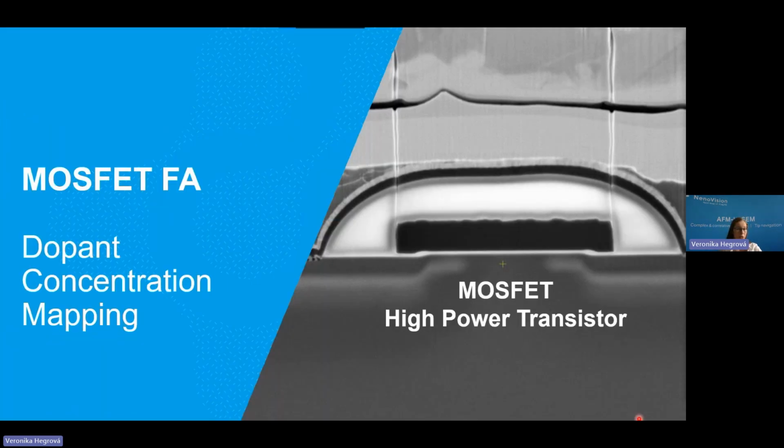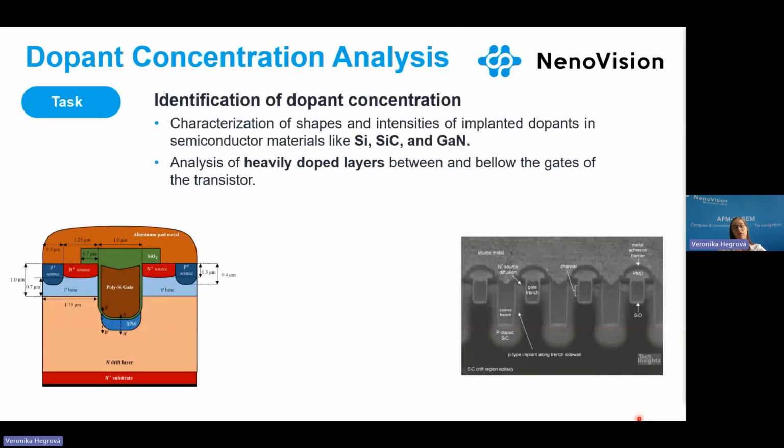So let's get to the MOSFET failure analysis. Here we're going to work on the site-specific dopant concentration mapping. So the task here was to identify the dopant concentration and characterize the shapes and intensities of implanted dopants. Materials can be silicon, silicon carbide, gallium nitride, and more. And especially the interest is in the heavily doped layers below and between the gates of the transistor.